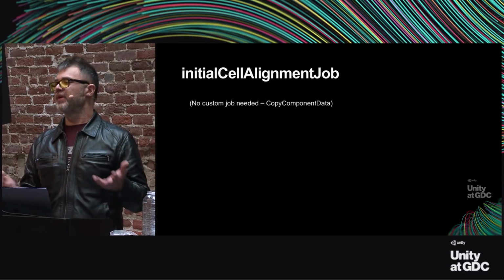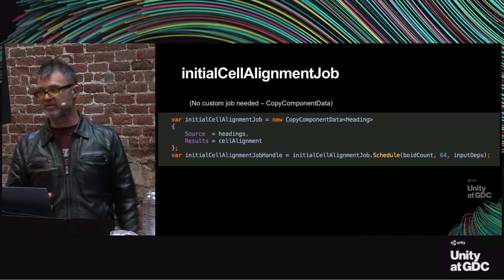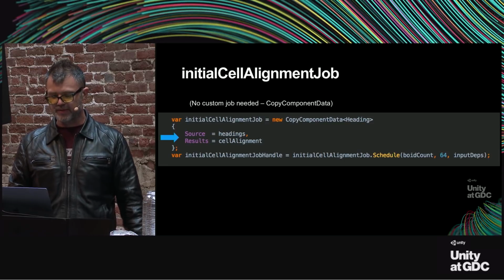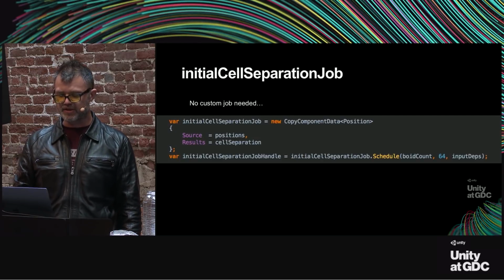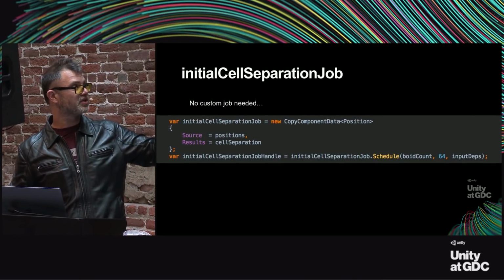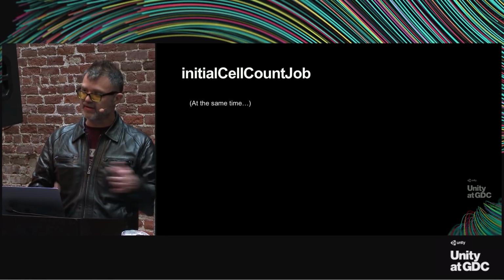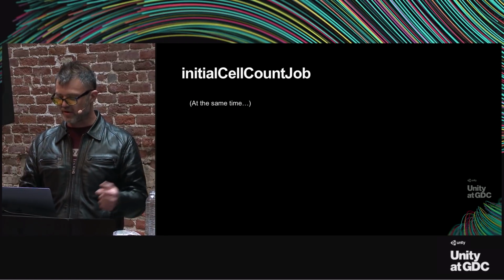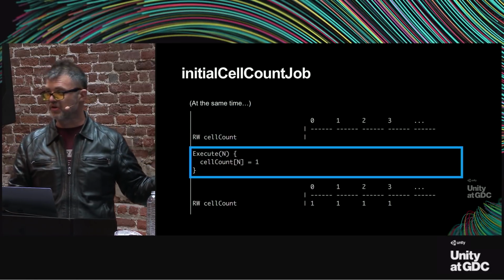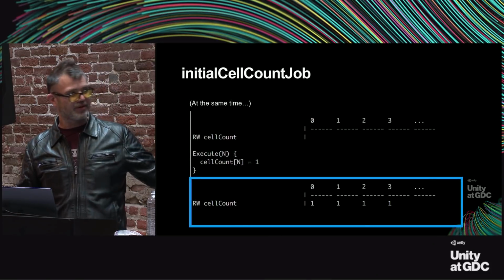In fact, if you want to copy, there's not really a custom job that you need. We have the copy component data type here, which just says exactly that: copy from this into this other native array, and schedule it. Initial cell separation job is the identical thing. We're copying component data from the positions to the cell separation array. Initial cell count, again, in parallel to all these things, at the limit of your hardware, we've declared we want to write into the cell count array, and our execution kernel, for all intents and purposes, says just initialize them all to 1. So we end up with an array that's all ones.